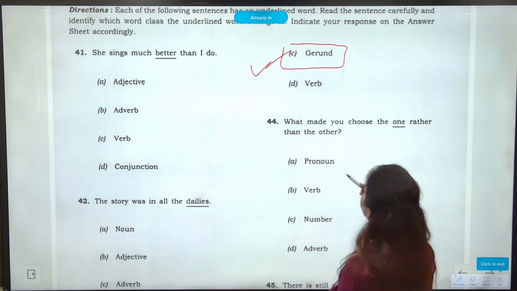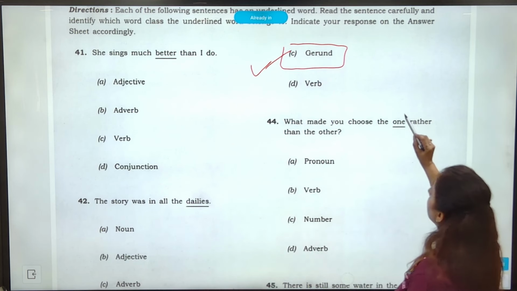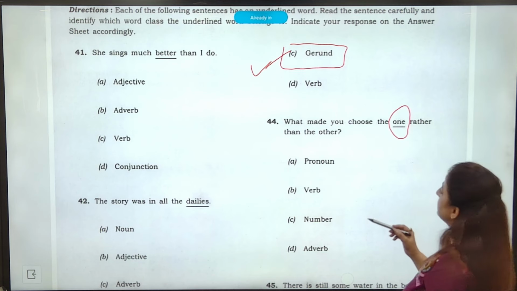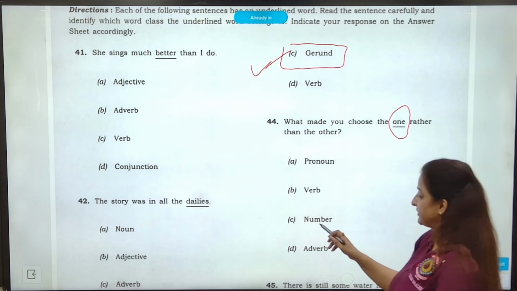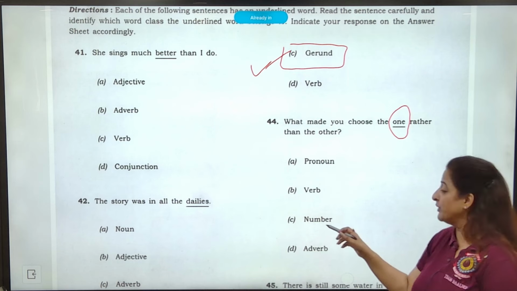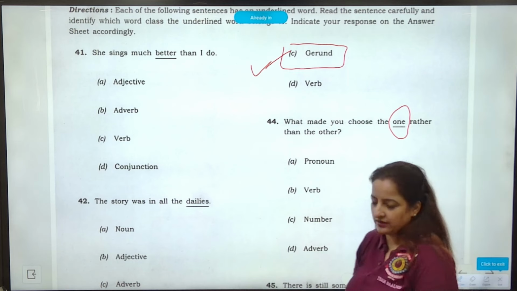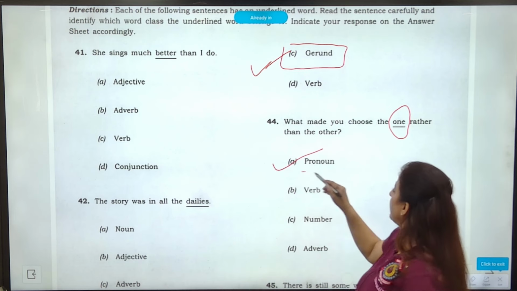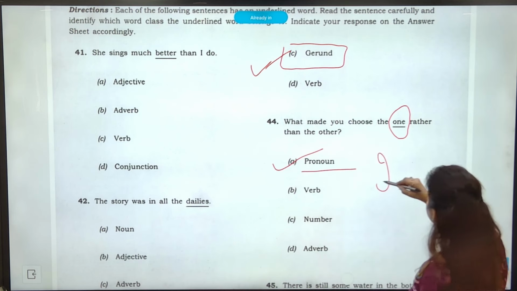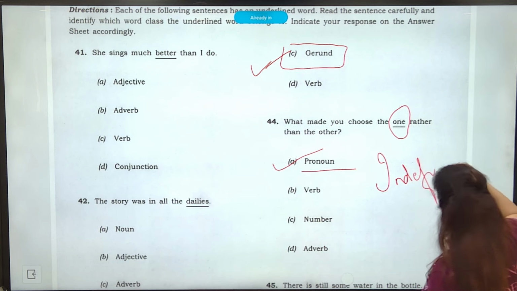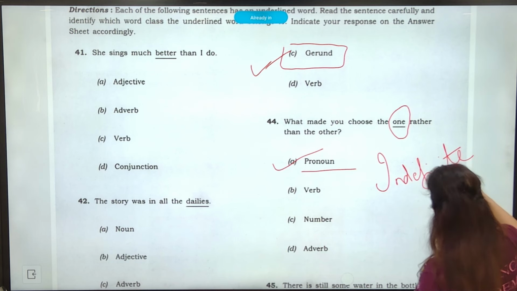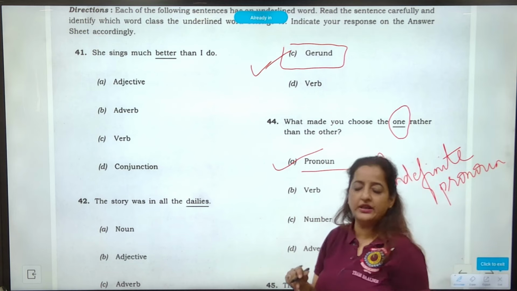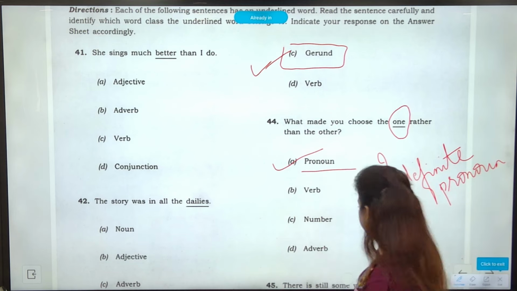Because it's a habit. Which word is underlined? The word one. What made you choose the one rather than the other? This one over here is not the number one, actually. See how they confuse you. They've given you the word number also. And anyways, numbers are not parts of speech. It's a word classes question. It's a pronoun. If you want the type, this is called an indefinite pronoun. Anyone, no one, someone, anybody, somebody, nobody. We come under indefinite pronouns.